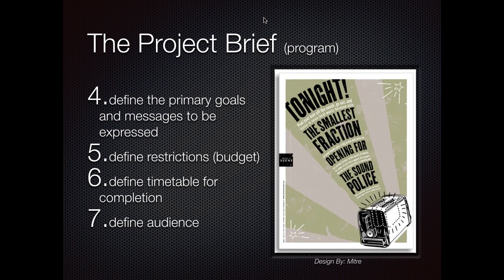What are any restrictions that are on the project? These can usually be monetary. That's usually the first one: this is my budget, can't exceed this. But it could be other things, like I can't use the color red for some reason, or there can be other things that are part of this process. You usually want to define some kind of a timetable for completion, and you usually want to define an audience. I will spend a brief minute talking about timetable for completion.